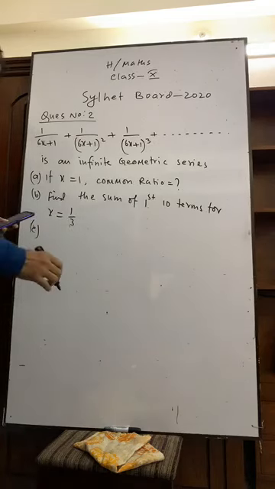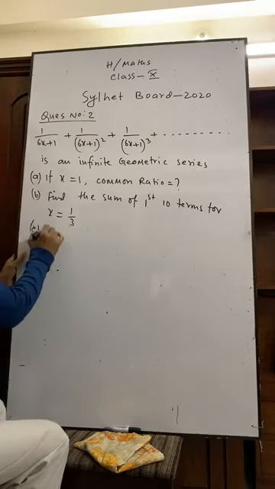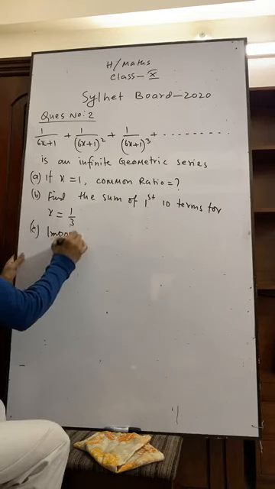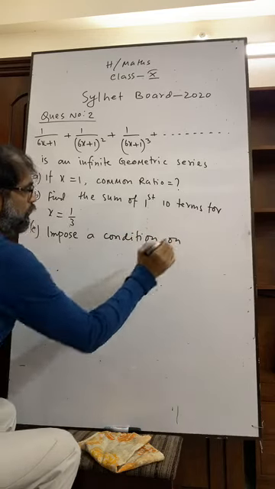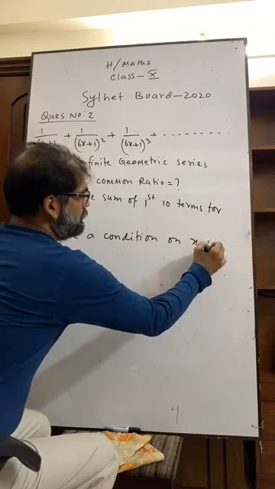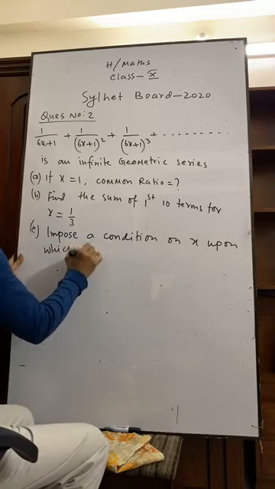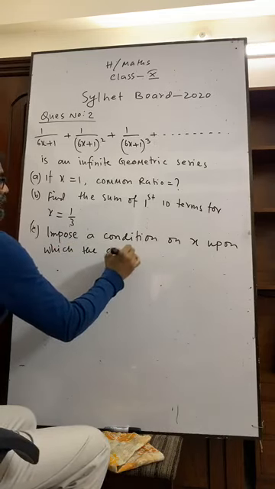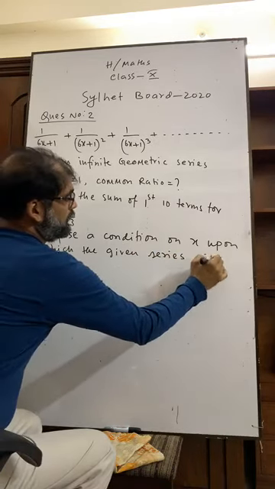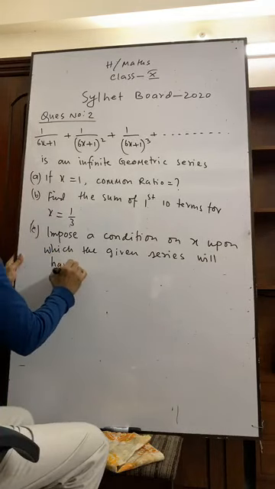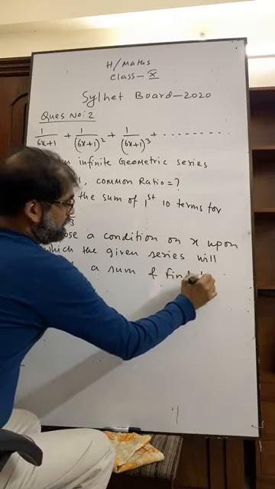Question number C. Impose a condition on x upon which the given series will have a sum and find the sum.